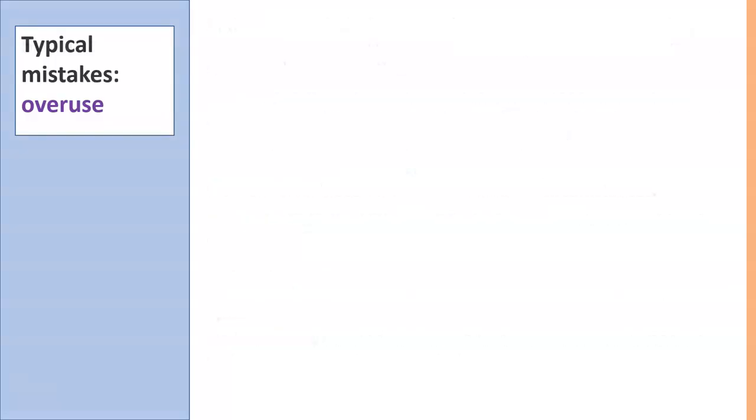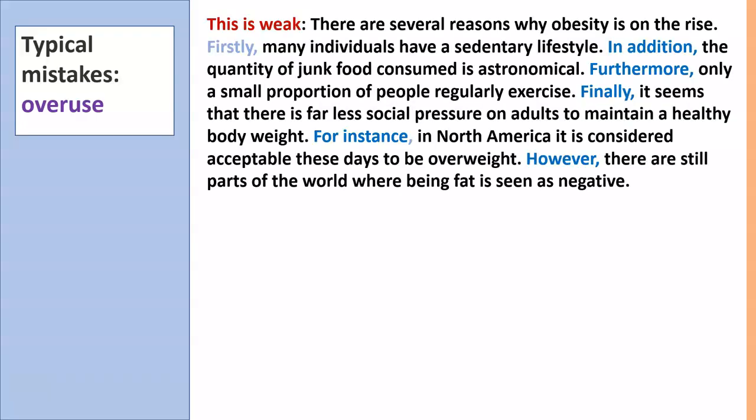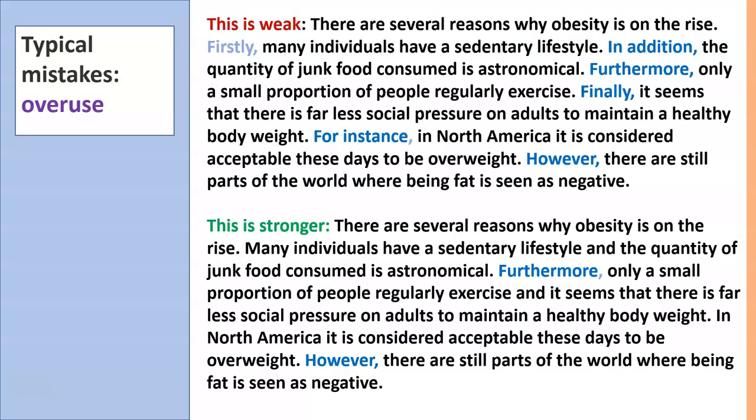There are some typical mistakes which candidates often make when they're using this kind of connecting language, and the first is overuse. So have a look at this, and you can see that we have used firstly, and then in addition, and furthermore, finally, for instance. However, many candidates like to do this because they think it shows that their writing is logical. But what it really shows is that you're not able to use logic and you're having to use signposts. So this is much stronger. You can see far fewer of these phrases used. So it's often a good rule of thumb to have a maximum of 3 in a paragraph. Even 3 is quite excessive sometimes.